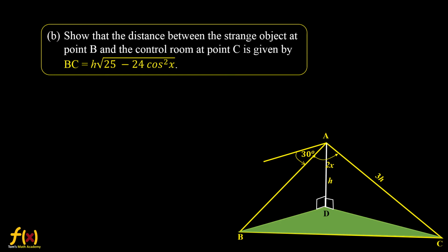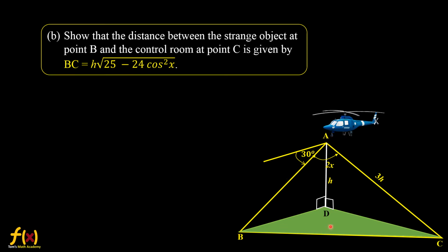Question continues. Show that the distance between the strange object at point B and the control room C, that is BC, is given by h times root of 25 minus 24 cos square x. So we have to solve for BC. Look at the triangles available.